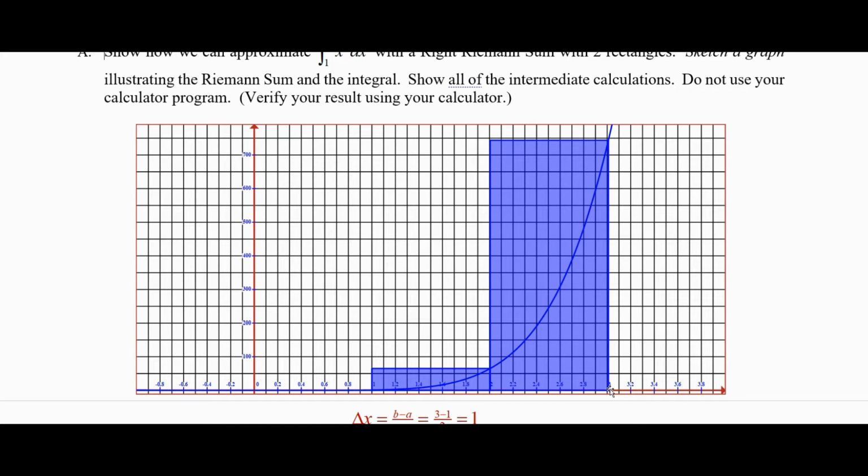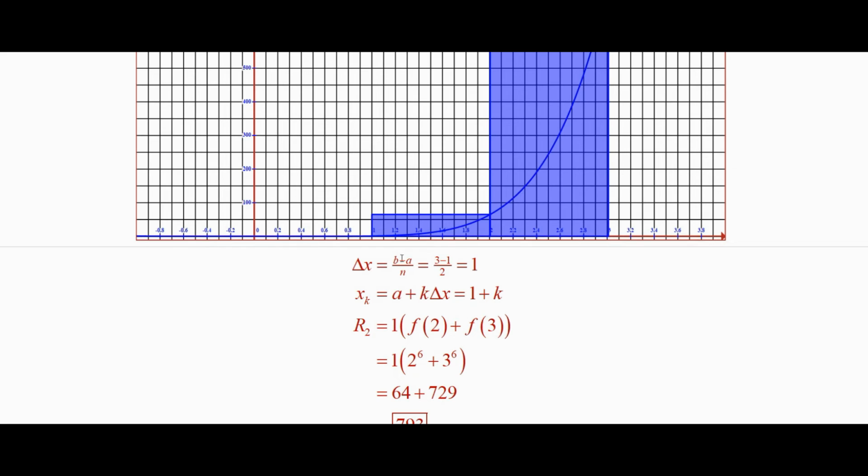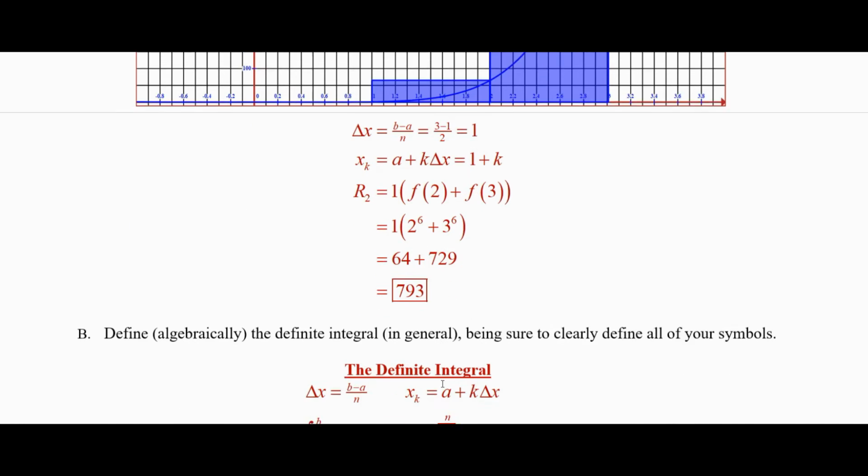We're finding the areas of these 2 rectangles by going at the right end of the interval. Halfway between 1 and 3 is 2, so we're evaluating the height at 2 and at 3. Delta x, notice, is 1. So f of 2 is just 2 to the 6, f of 3 is 3 to the 6, that's 64 plus 729. Each of them is times a width of 1, and so that's 793.